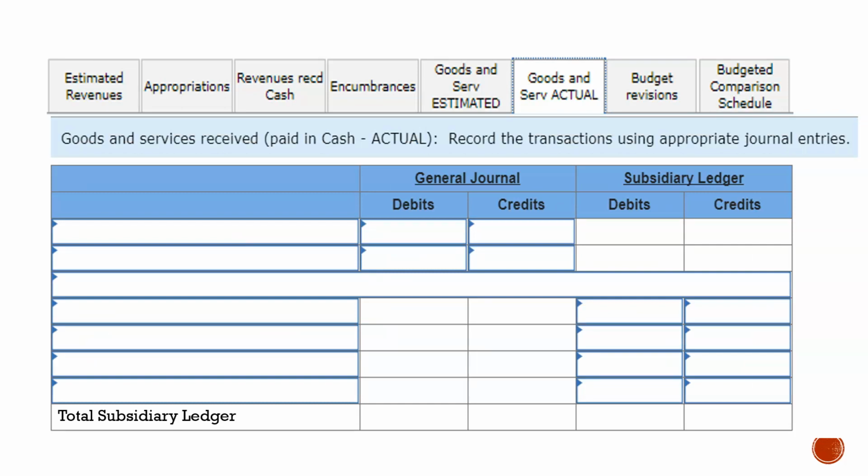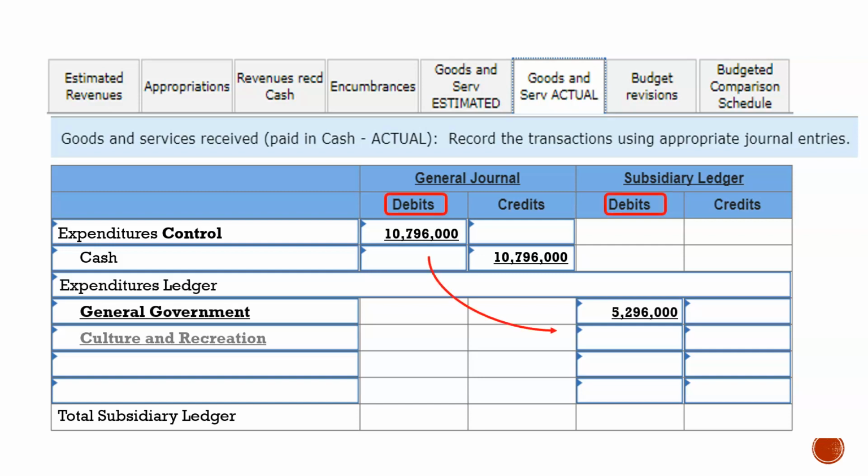Here's the financial activity, right? This is what's going to go to the financial statements. This is your actual factual activity. This is the cash or the accounts payable that you actually used, right? So here we can see we're going to debit expenditures control for the amount that we actually spent, $10,796,000, and we are going to credit cash for that same amount. Okay, so this is a very simple cash for an expense. Debit the expense, expenditures, credit the cash. And here, they'll break it down further into the subledgers. How much did we spend in each one of those categories?